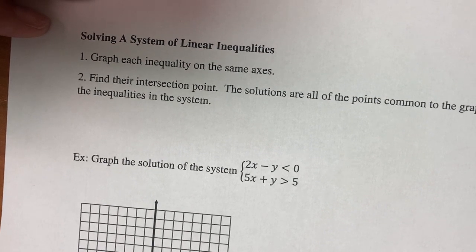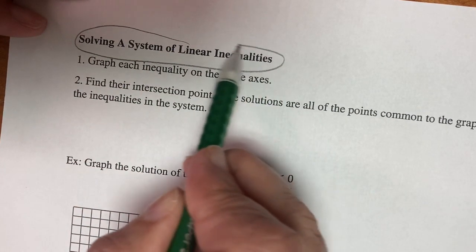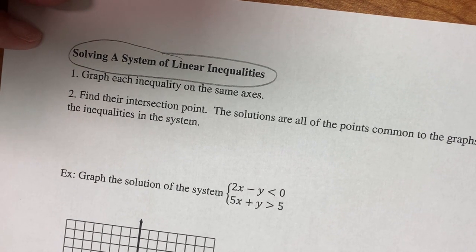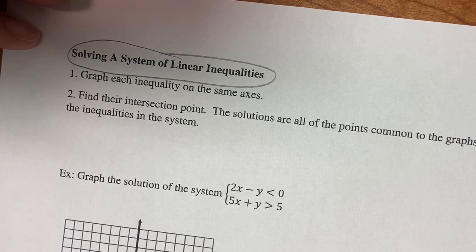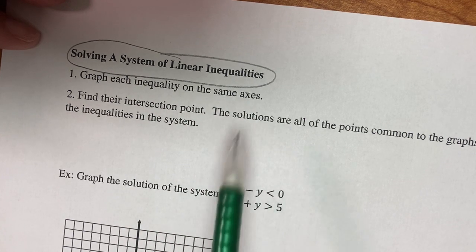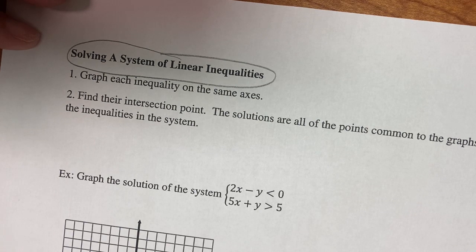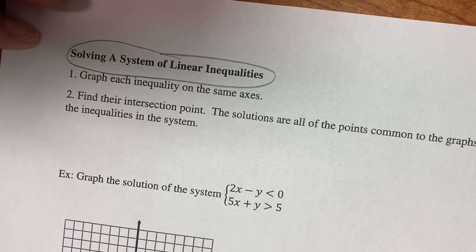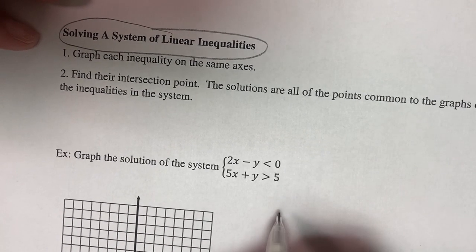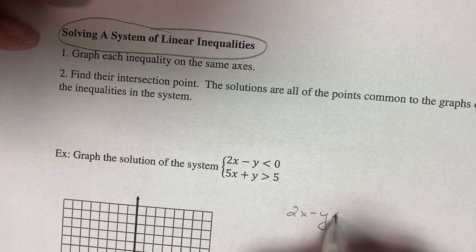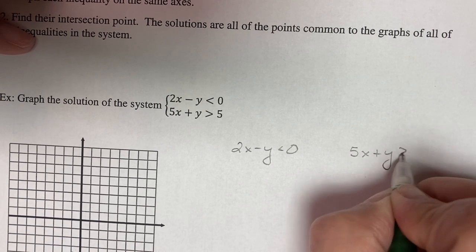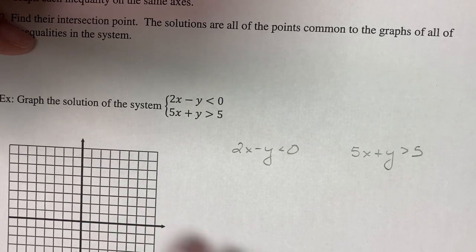So what if we talk about a system of linear inequalities? Now we're going to do systems of equations maybe next chapter, but this is a system of inequalities. All that means is you graph each of the inequalities separately, but on the same set of axes. And the solution is where your shadings overlap. Where does my shading overlap? So we're going to graph 2x minus y is less than 0, and we're going to graph 5x plus y is greater than 5. And we're going to graph them both on the same graph.